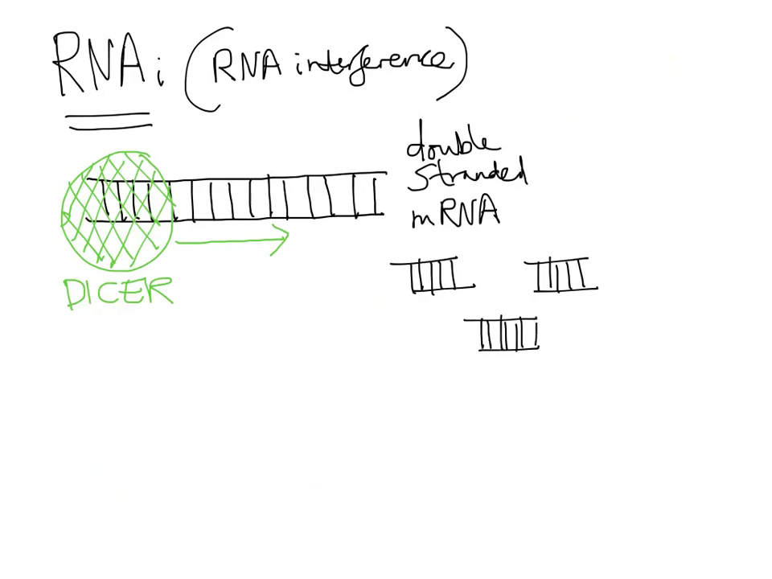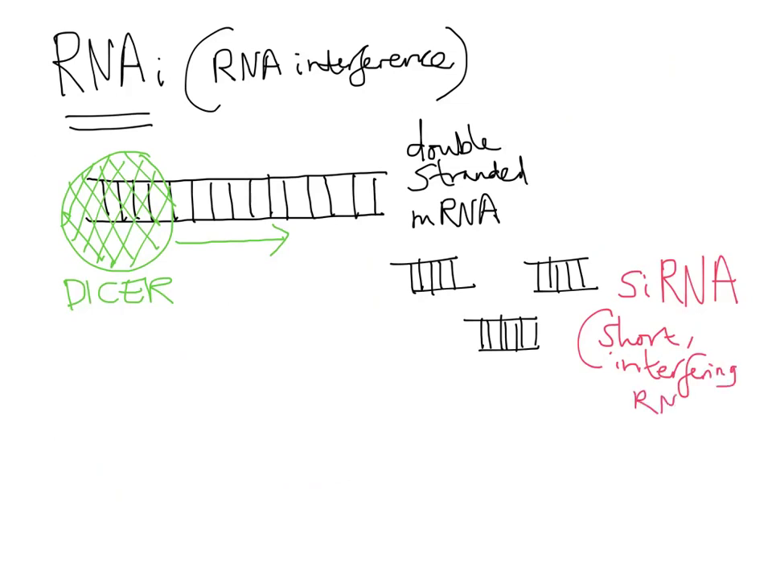And these are called short interfering RNA segments. So SI for short interfering RNA. So just put there, so this is short interfering RNA. So now we've made small pieces of short interfering RNA.